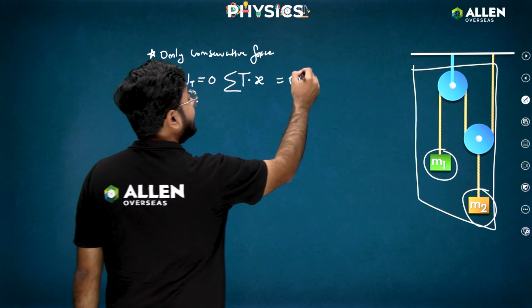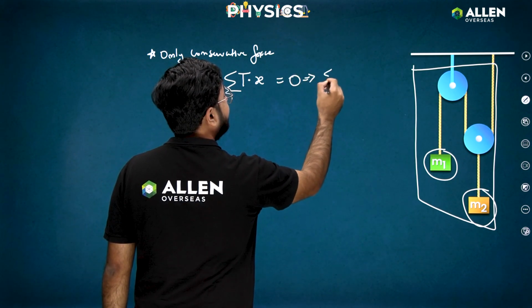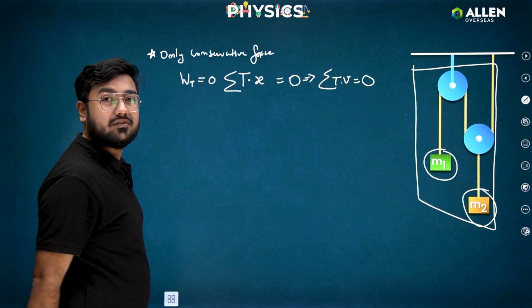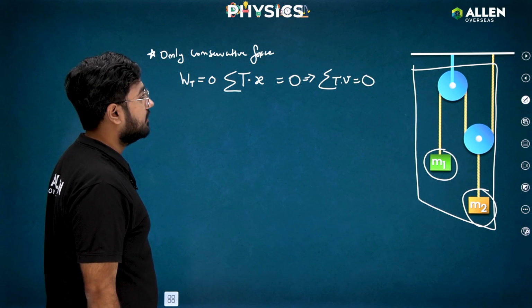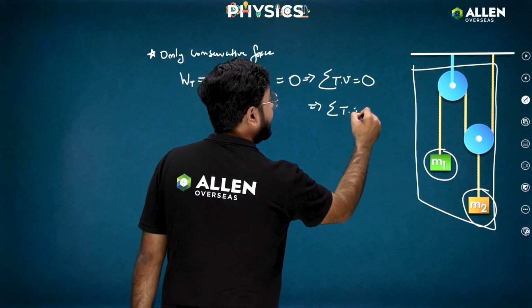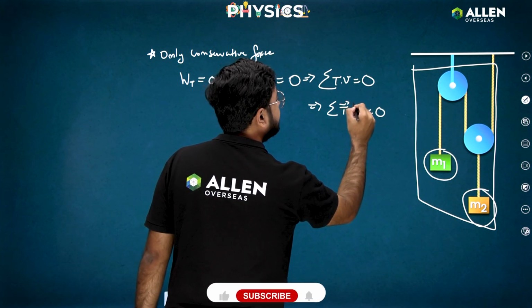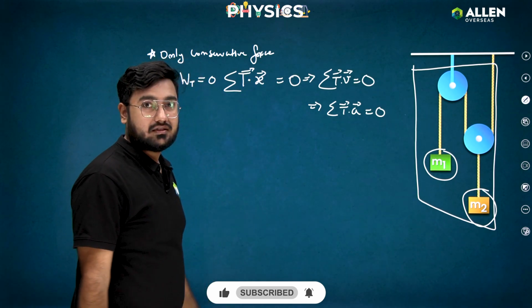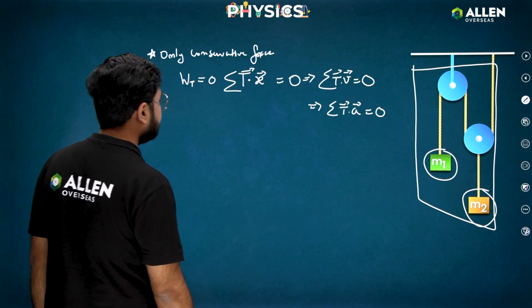So if this thing is valid, then you may say that the power delivered by tension is absolutely 0. Yeah. And if this thing is valid, that means T dot A must be equal to 0. Right? T is the tension force.